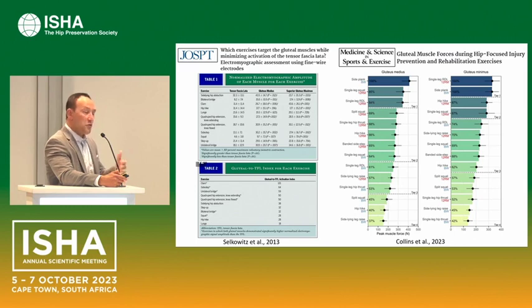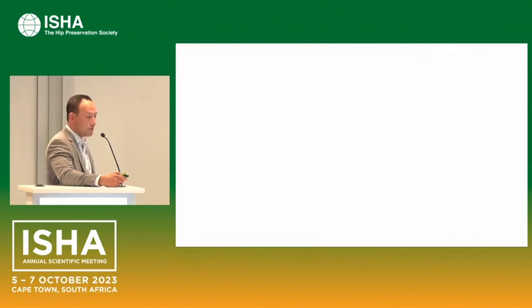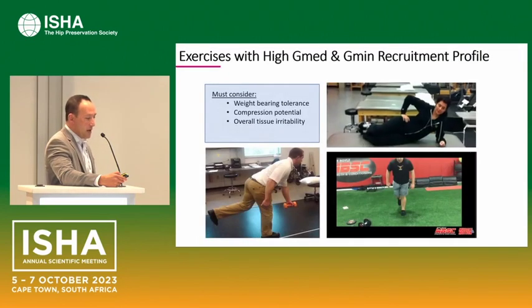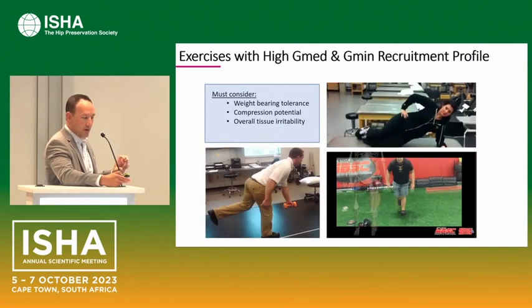Because you could choose an exercise that has a high recruitment profile for these muscles, but if it creates a very high compression load across the trochanter, it's painful, then it's probably not that effective, right? You may be making the condition worse or the clinical presentation worse. So as we note here, again, the side bridge, very high recruitment profile.